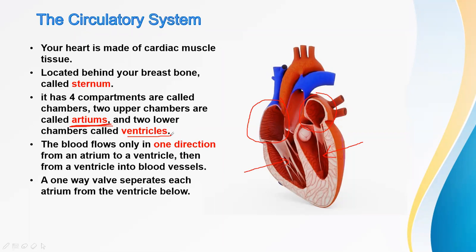I'm repeating again. The human heart has four compartments like rooms. These four compartments we call chambers. The upper two chambers are called atriums. The two lower chambers are called ventricles.